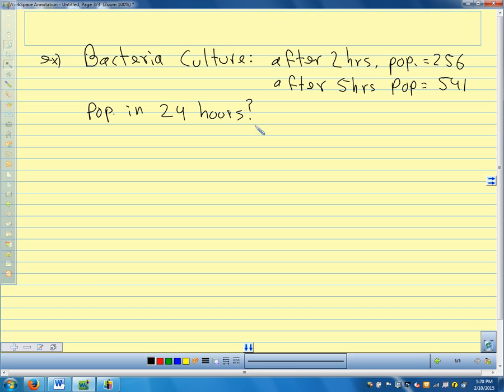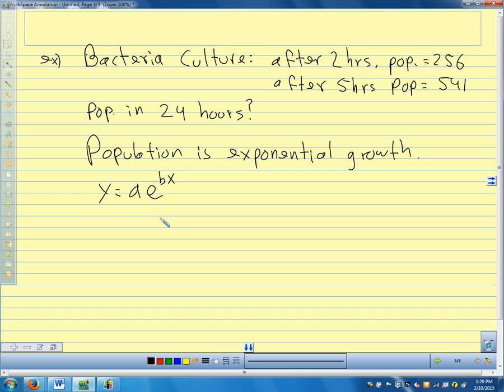So it kind of seems like we don't have a lot to go on here. But we do know, I'm going to tell you, that population is exponential growth. So we know our exponential growth equation, y equals a e to the b x. Well, we have two things in this equation that we don't know, a and b. So what do we do here? What is the 2 hours and the population? What is that telling us? Population, is that going to be an x or a y? That's going to be our y. So here's a y. The 2 hours is an x in our equation. So there's an x, and there's a y.